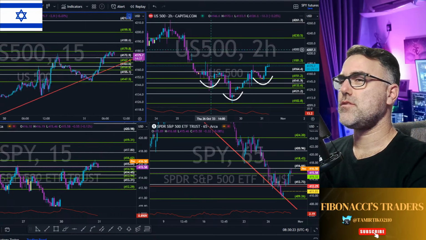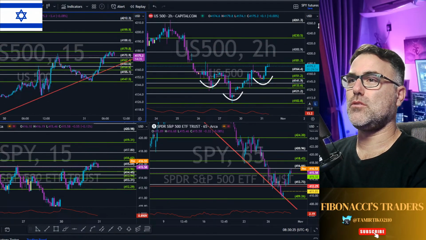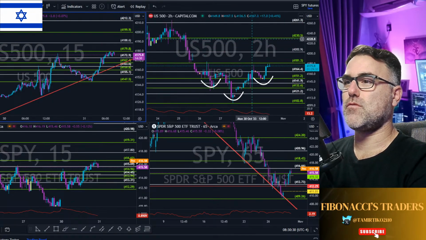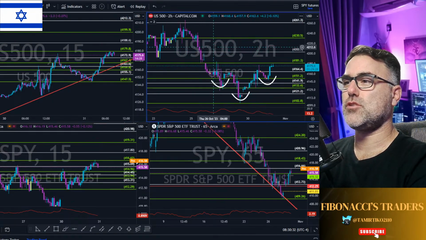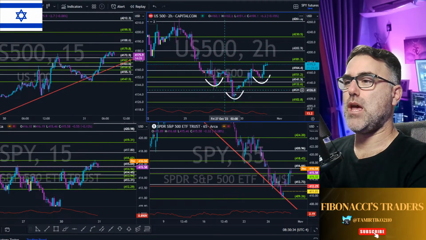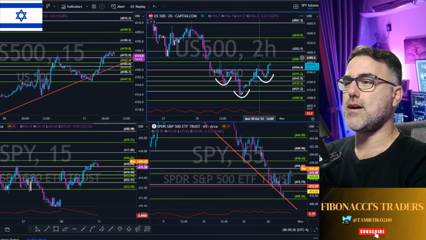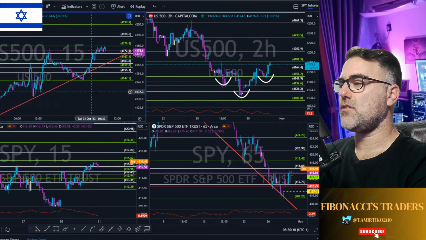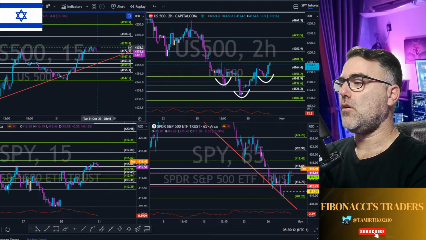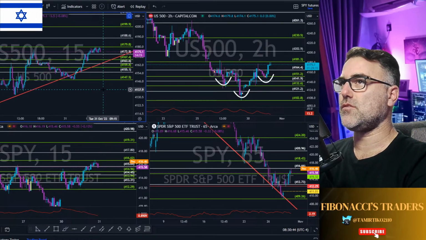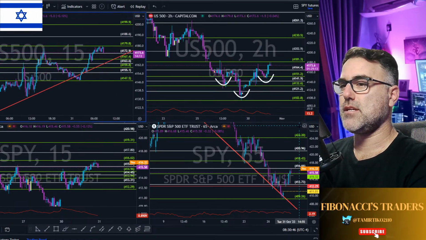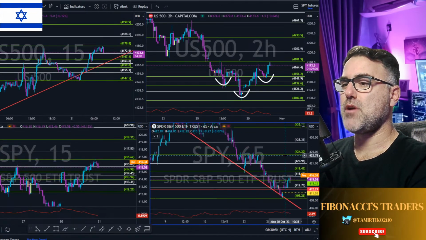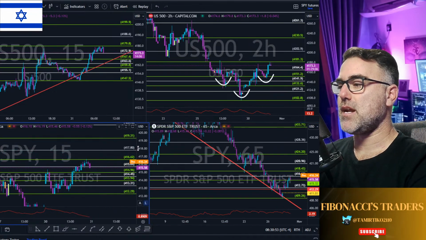We'll go over SPY, QQQ, all the rest of the gang, of course. We have the futures over here, 2 hours futures, US 500. We have an inverted head and shoulders kind of thing. Here we have the US 500 on the 15 minutes, all the levels to the upside, all the levels to the downside, everything that we need to follow price and be prepared for what's coming next.